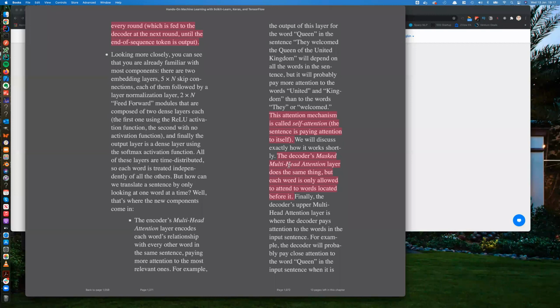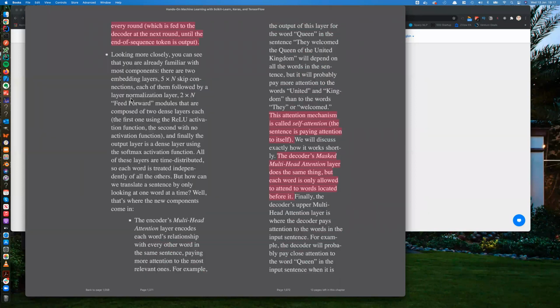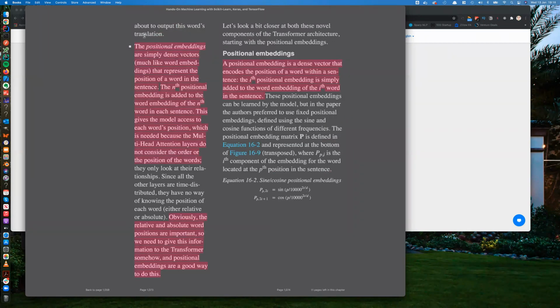The decoder's masked multi-head attention layer does the same thing, but each word is only allowed to attend to words located before it. Finally, the decoder's upper multi-head attention layer is where the decoder pays attention to the words in the input sequence sentence. So this is where the input is coming in here. This multi-head is attending to the output of this guy, but also the input that came in from the encoder. For example, the decoder will probably pay close attention to the word queen in the input sentence when it is about to output this word's translation.